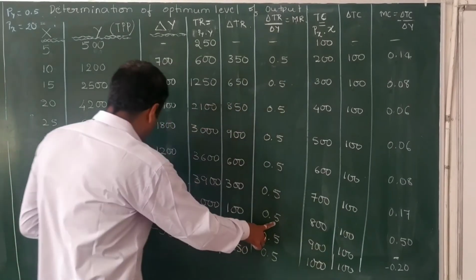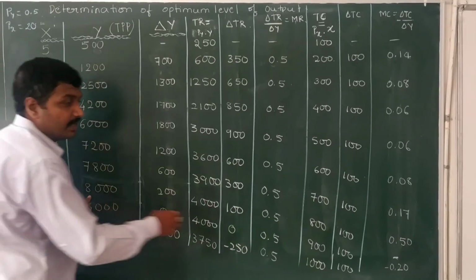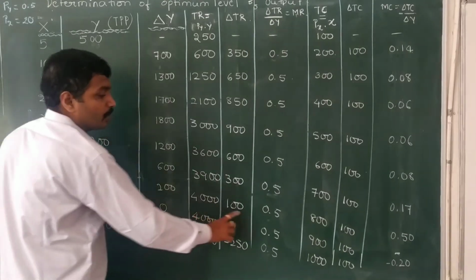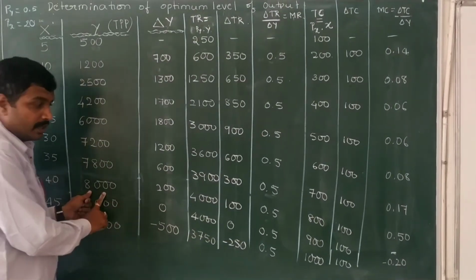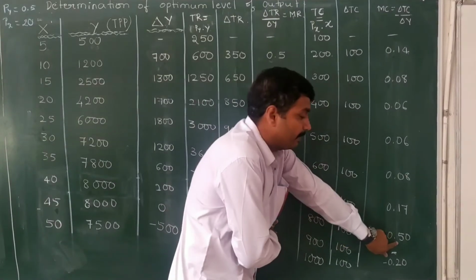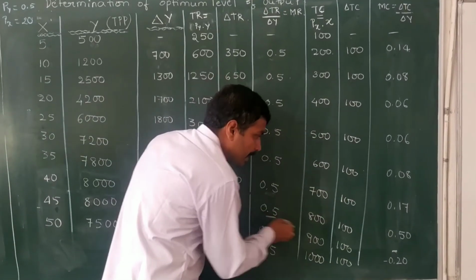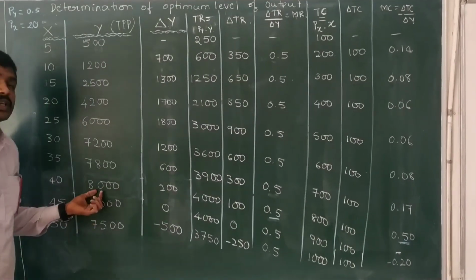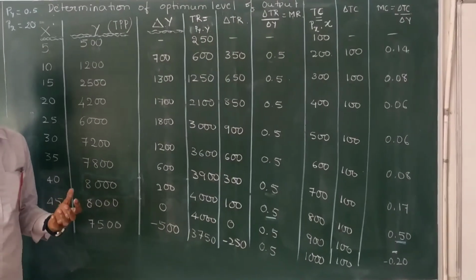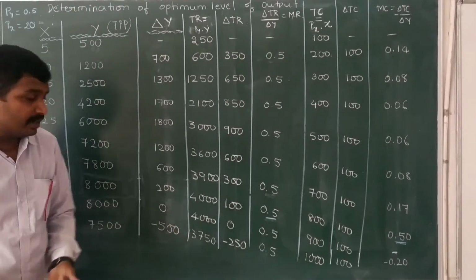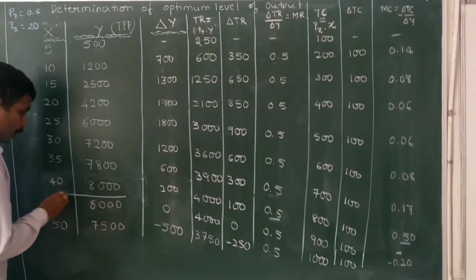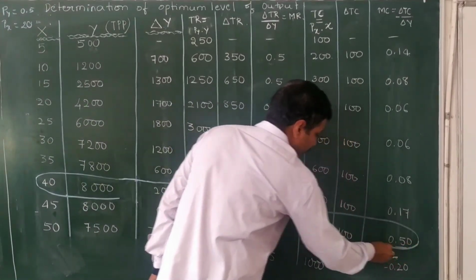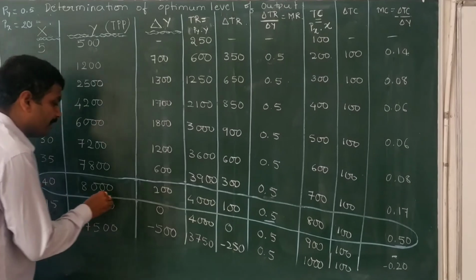At this particular level of output production, 8000, MR is equal to MC. That means MR and MC are both equal. What does it imply? It indicates that the farmer should produce 8000 units of output in order to get the maximum profit, such that this level of output production we call the optimum level of output production.